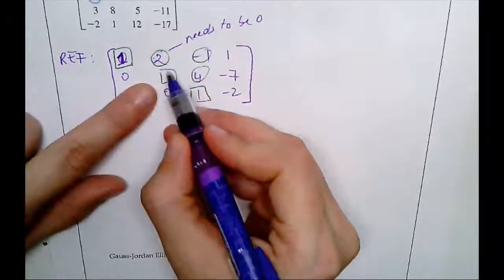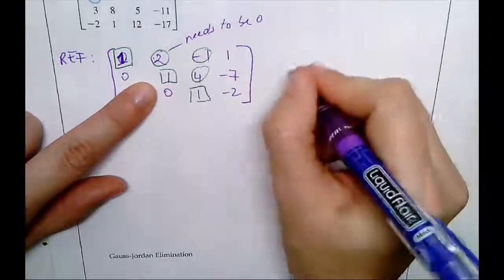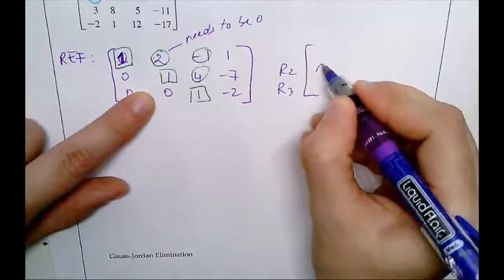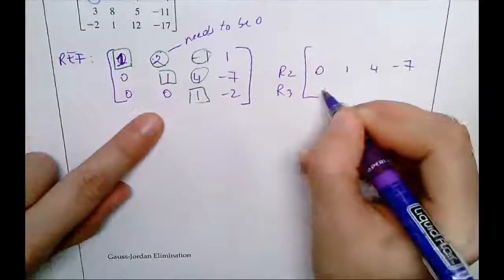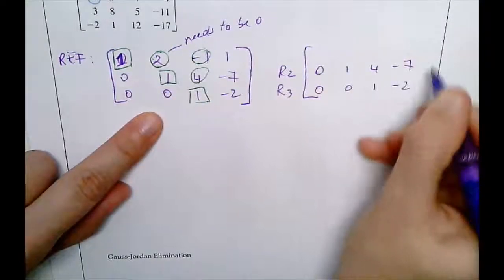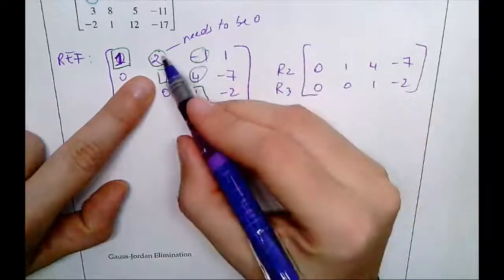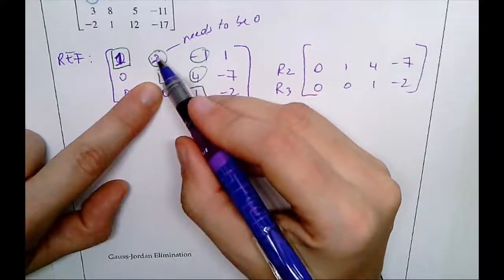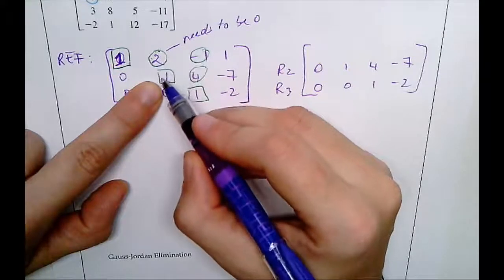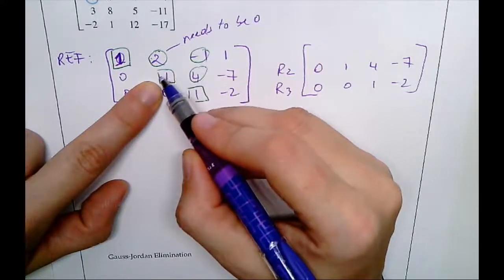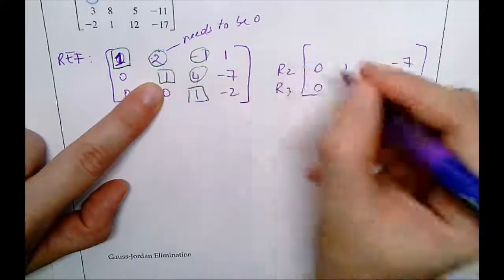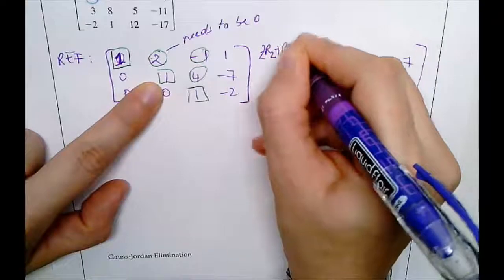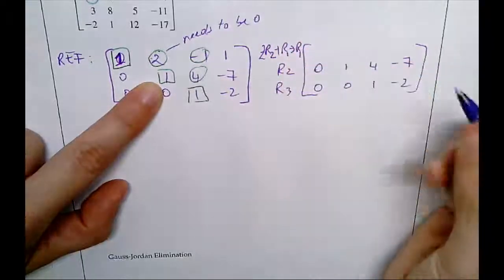I'm changing row 1; row 2 and row 3 stay the same. So 0, 1, 4, negative 7, 0, 0, 1, negative 2. I'm changing row 1, and I need to make this a 0. What multiple of row 2 added to row 1 is going to make this a 0? Well, if I make this a negative 2 and then add negative 2 plus 2, I'm going to get a 0. So negative 2 row 2 plus row 1 becomes row 1.